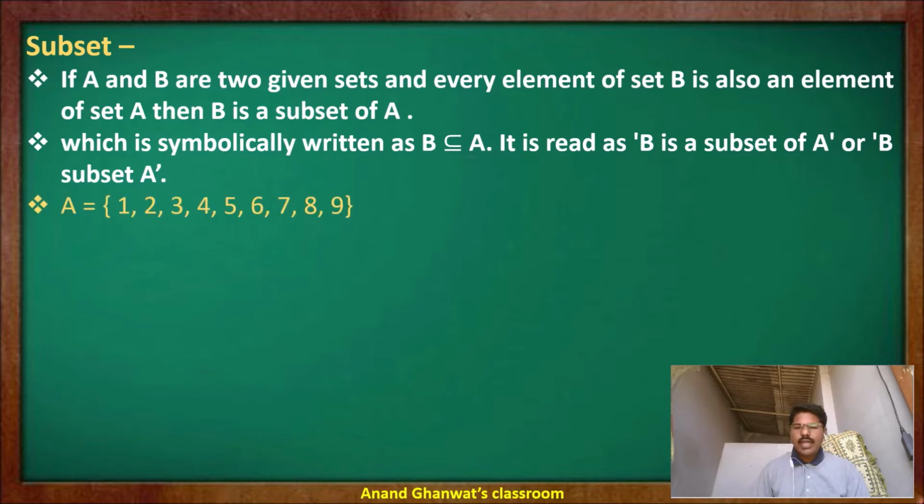Now let us understand with an example and Venn diagram. A is equal to 1, 2, 3, 4, 5, 6, 7, 8, 9, and B is equal to 2, 4, 6, 8. Now consider all the elements in set B. Set B has the element 2, which is present in set A. Set B has the element 4, which is present in set A, 6 which is present in set A, 8 which is present in set A. So all the elements in set B are present in set A. Therefore we can say that B is a subset of set A.